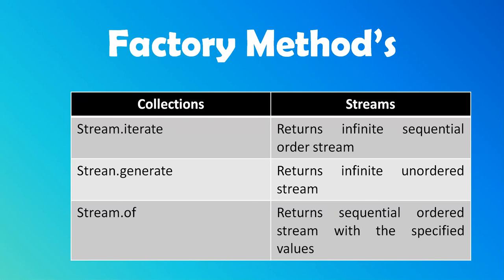The first two methods both return infinite streams, but the stream.of method won't return an infinite sequential stream. The reason is it will take the elements which we give as input. Okay, let's open a simple example and we'll see how it looks and how it is going to work.